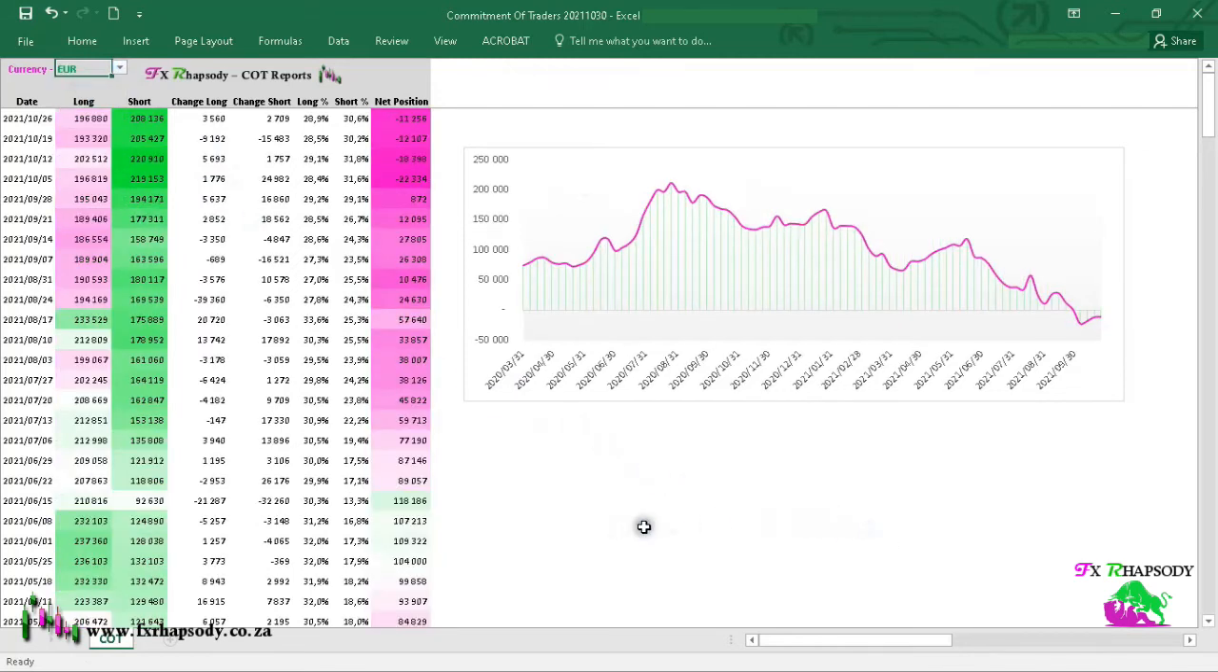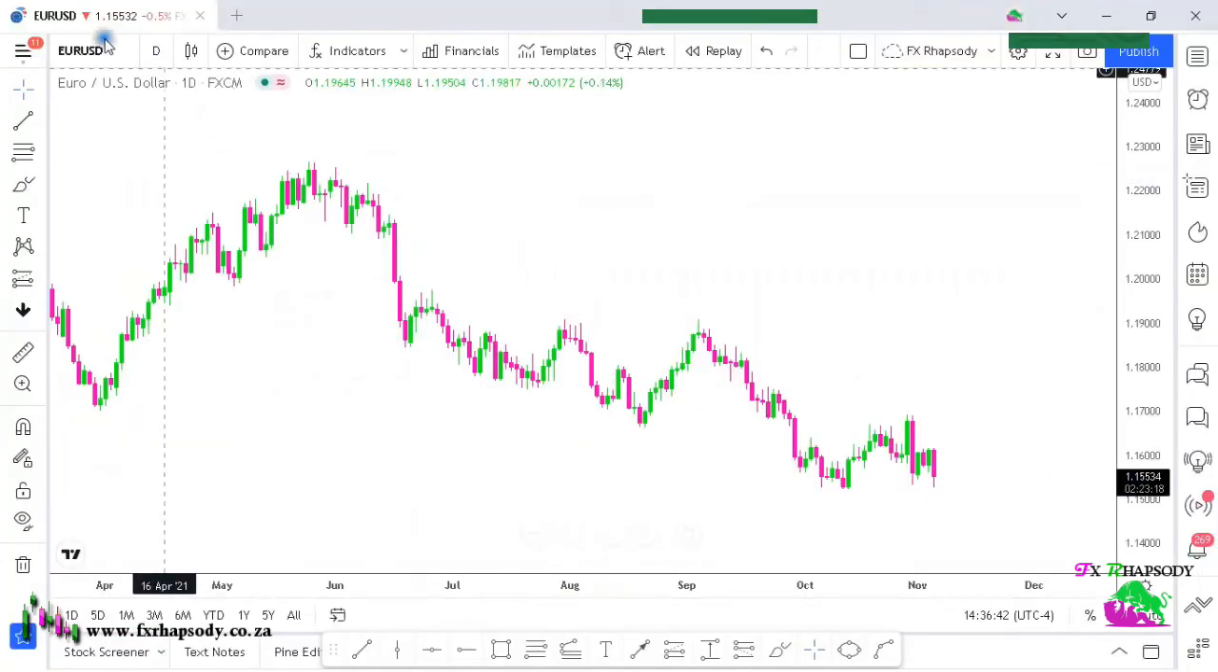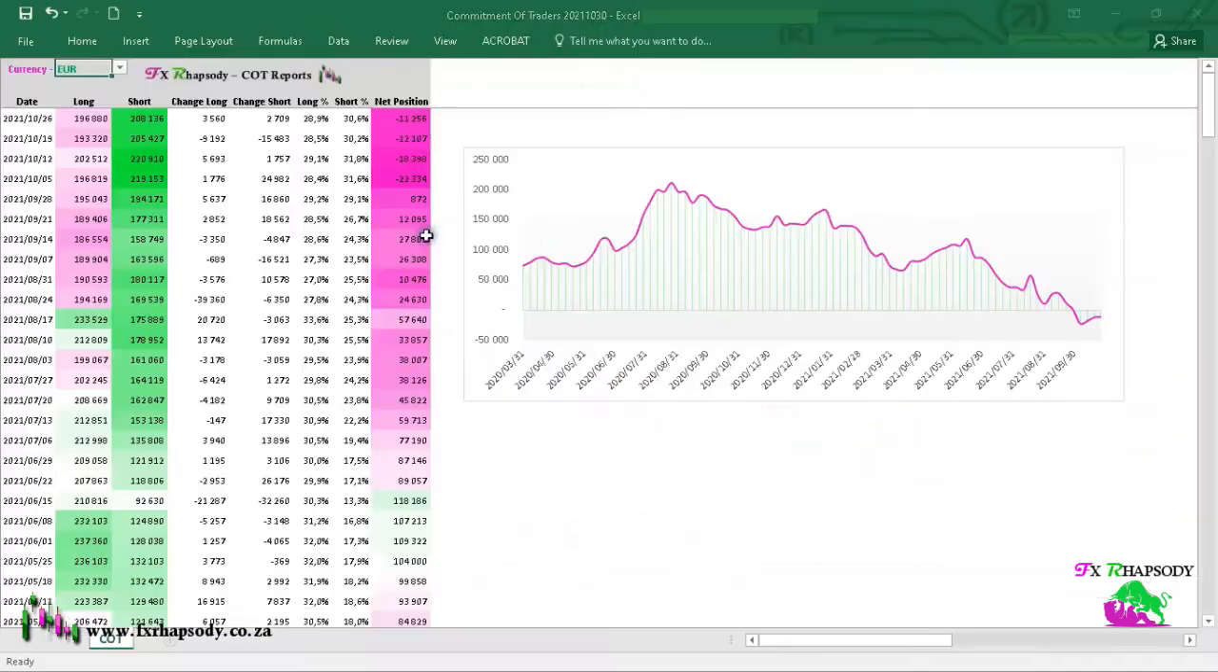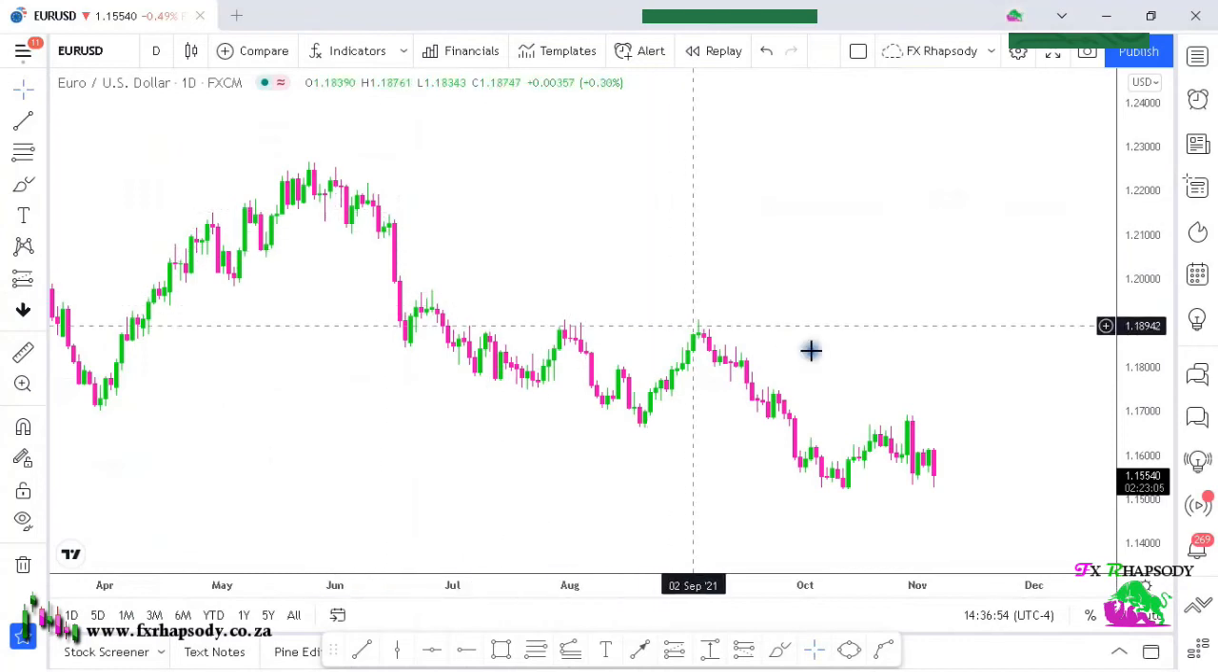If you look at the euro as a net position, obviously you're looking at a currency pair that you trade. So you're looking at euro USD, like we did here, euro USD. So if you see price going down, if you see this net position falling, it means they are shorting the euro. It means price is going to fall, right?